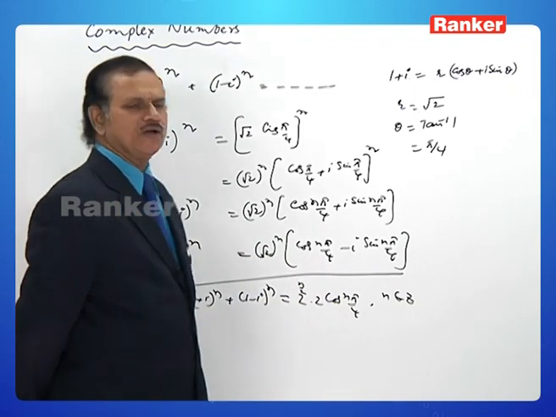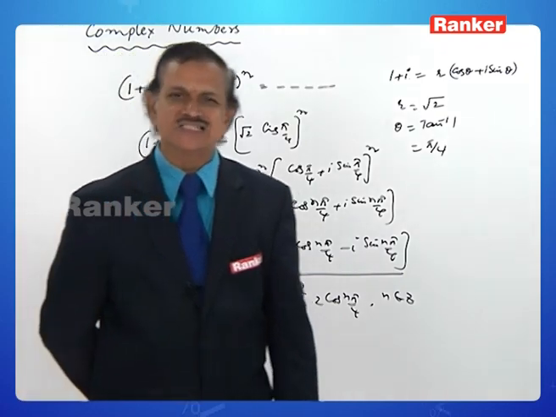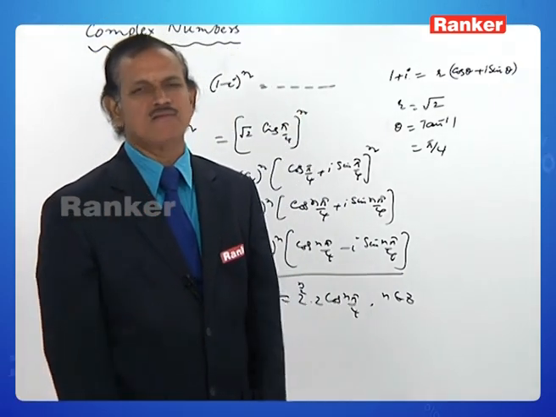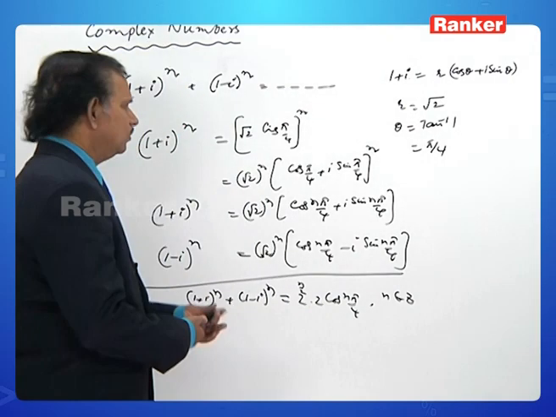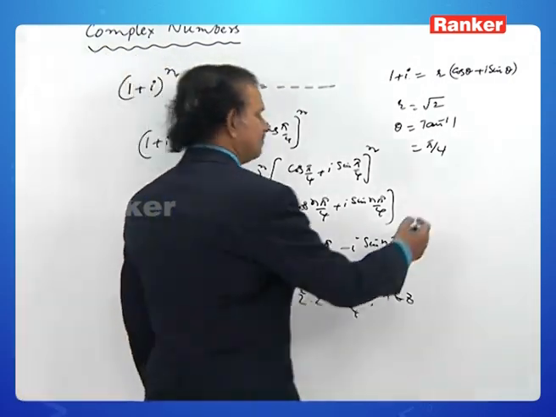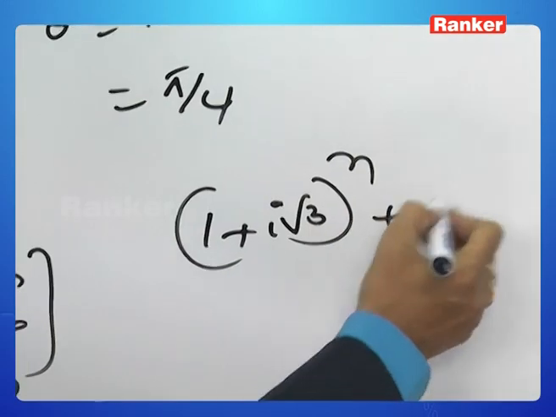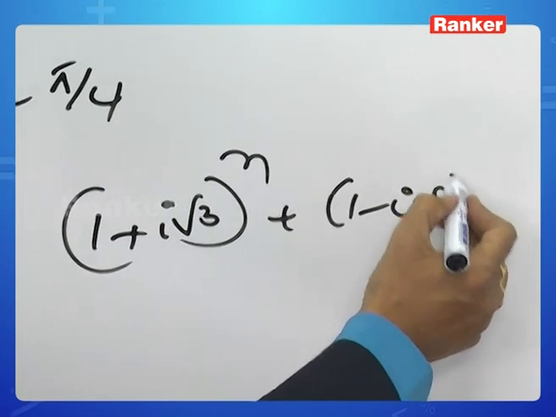So it is not at all difficult to imagine it. You need not calculate it. Just like this, you will be able to have a sum of the form 1 plus i root 3 whole to the power of n plus 1 minus i root 3 whole to the power of n.